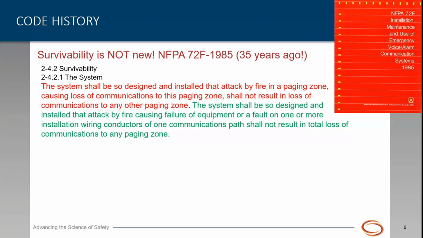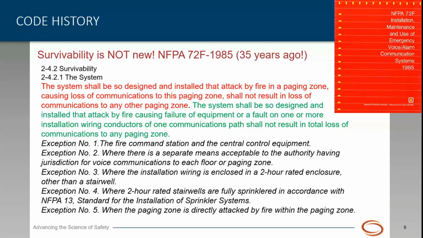And again, it talked about attack by fire causing failure of equipment. We didn't want to compromise from one zone to the other. And that same principle is really in the code today. In fact, all of these exceptions that you see there in one form or the other are actually existing in the code today, although a lot of the verbiage has changed.